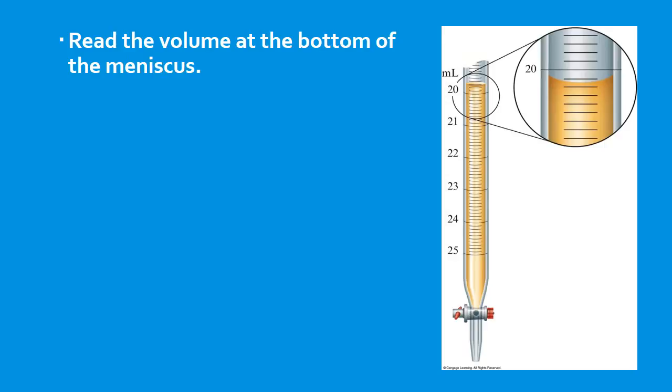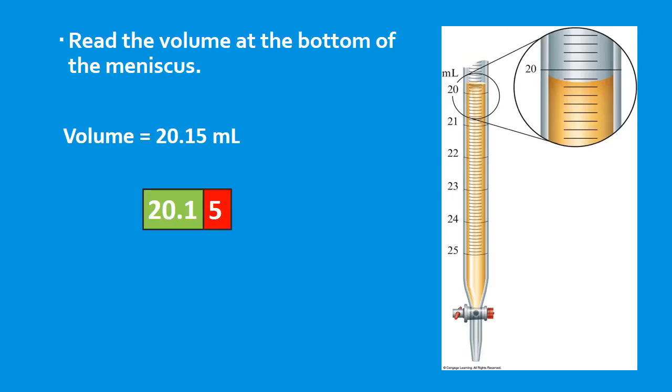So with an instrument, if we were to read the volume at the bottom of the meniscus here, we get the volume as 20.15. So we estimate it to be 20.15. So we know this is 20 and this is 0.1. This is 20.2, and it's somewhere between 20.1 and 20.2. And we're going to estimate that that last digit is 5. We're estimating that it's halfway in between these two values. So we get 20.15. So the 20.1 is our certain digit. Those digits are certain. The uncertain digit is the 5.